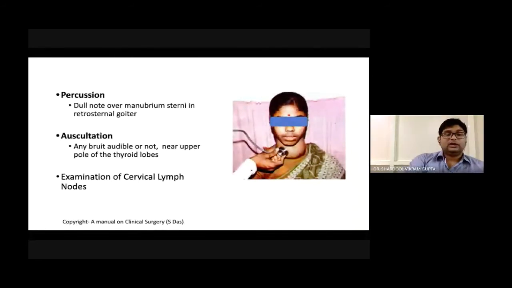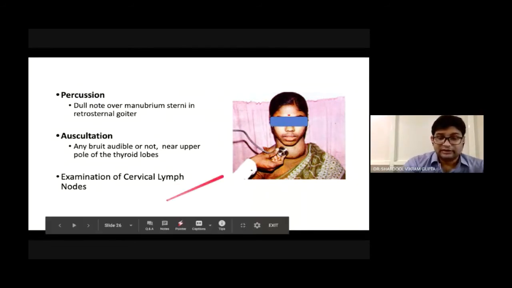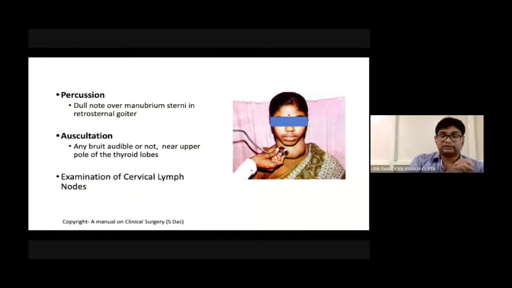So then you will auscultate for any bruit, which is audible or not. It should be done near the upper pole of the thyroid lobes. And then you will proceed to examination of the cervical nodes. As you can see, the examiner is looking at the upper pole of the thyroid. Can any one of you let me know why it is important to auscultate near the upper pole and why not the lower pole?